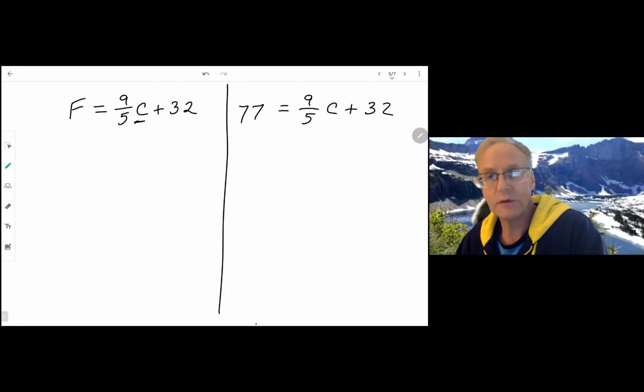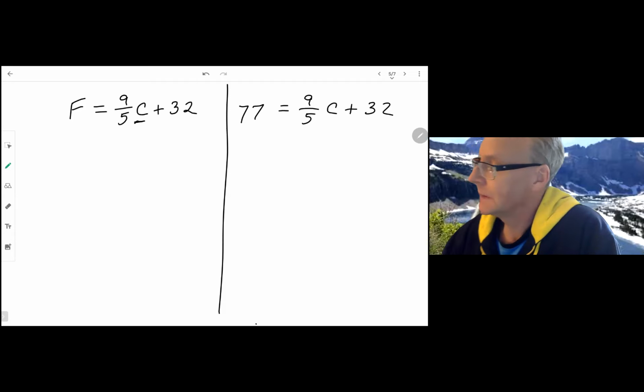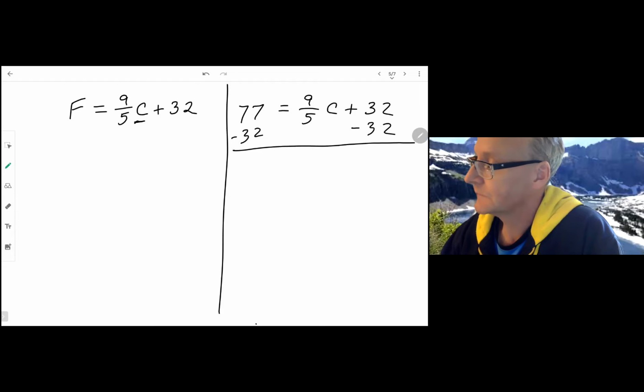And in this case, I'm going to go ahead and solve it. Some people would like to multiply everything by 5, which would work. I could multiply both sides by 5, and I wouldn't have to deal with the fraction. But I want to show you what to do with a fraction on occasion when you do have a fraction as a coefficient. So we're going to subtract the 32 from both sides. And I get 9/5 C all alone. And over here, we've got 45.